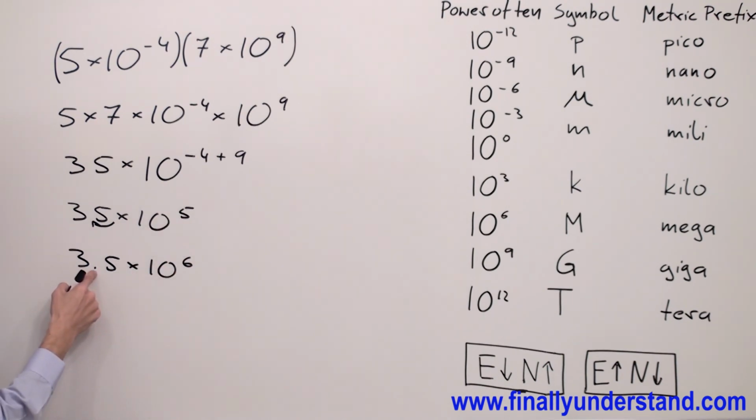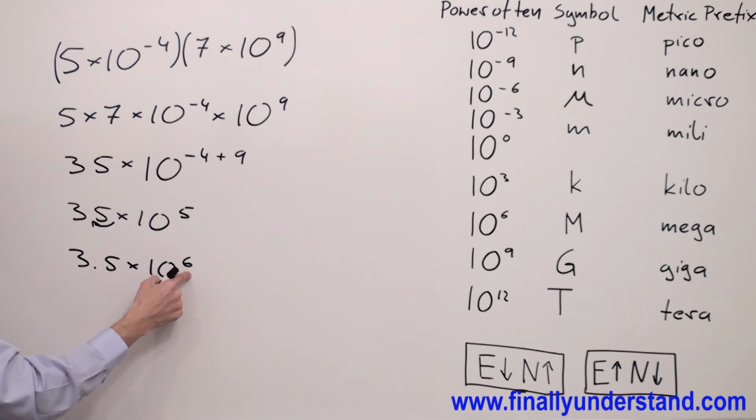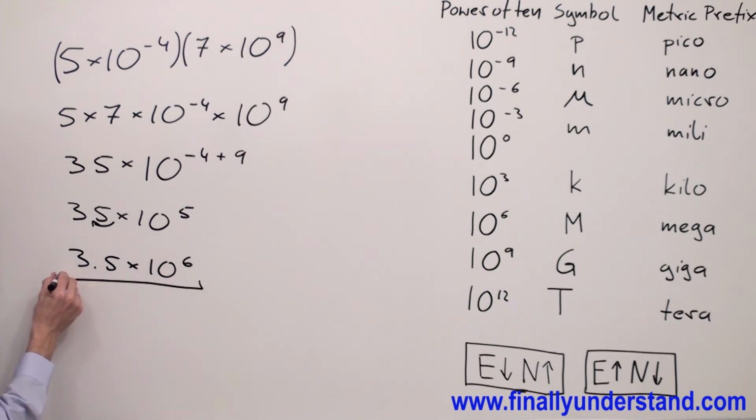The number on the left side of the decimal point right now is between 1 and 999. The exponent is a multiple of 3. That's why this is the correct answer to my problem.